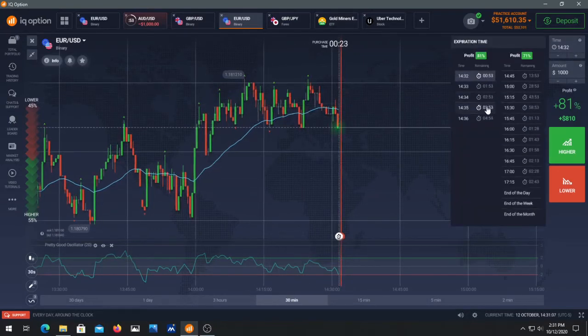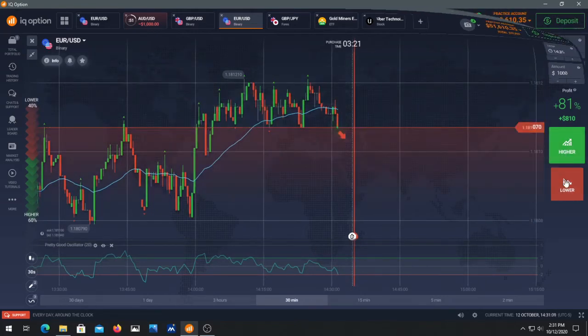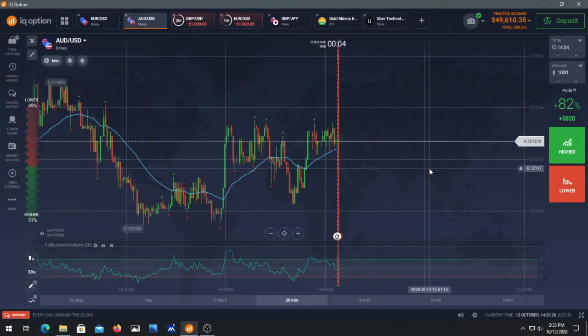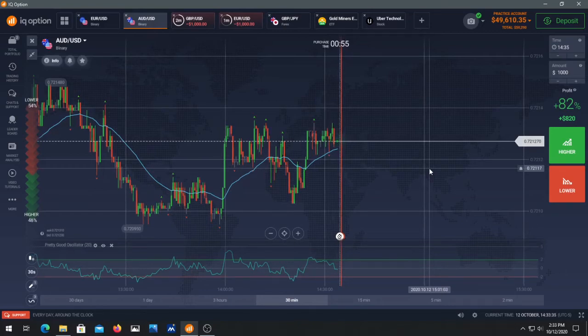Alright, so I'm going to place a trade now because this is going down. I would encourage you to use this strategy on the 2, 3, 4 and 5 minutes. You can use it on other time frames, but it's up to you.